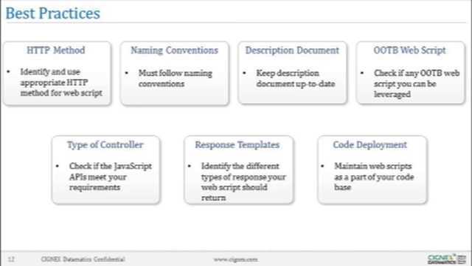For example, if the web script is expecting some arguments, then as a best practice, you should add all the arguments in your description document. Hence, the recommendation would be to keep your description document up to date from the maintenance point of view of your code base.